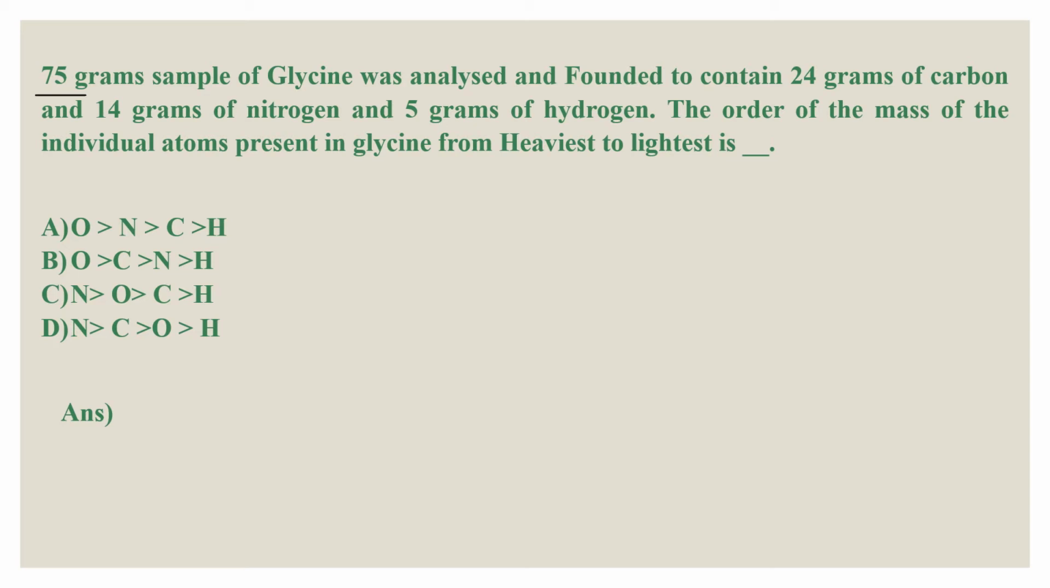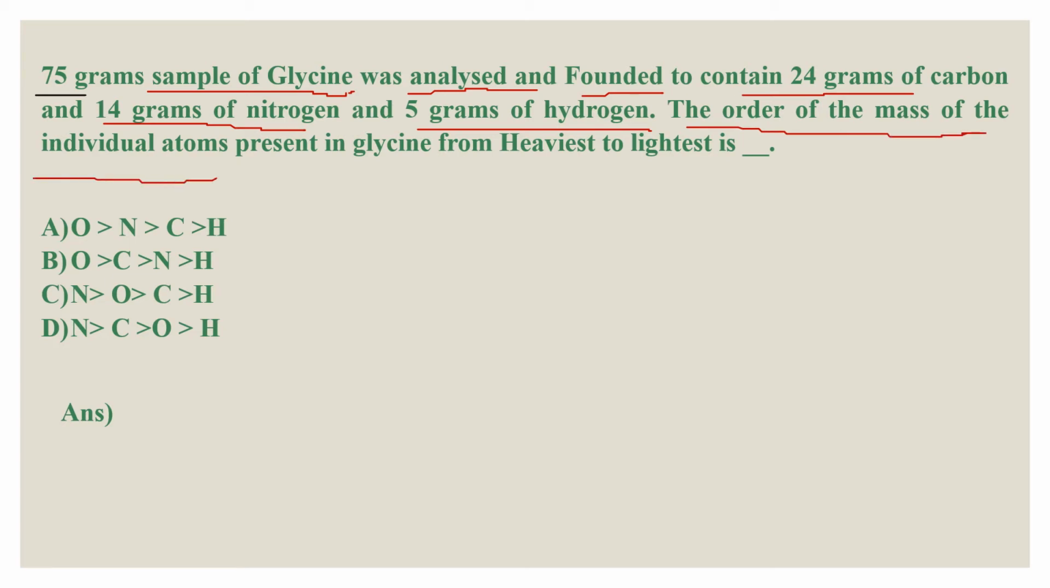A 75 grams sample of glycine was analyzed and found to contain 24 grams of carbon, 14 grams of nitrogen, 5 grams of hydrogen. He is asking the order of the mass of individual atoms present in the glycine.